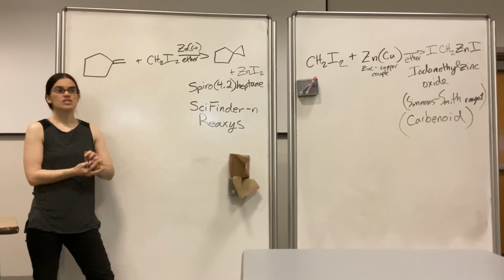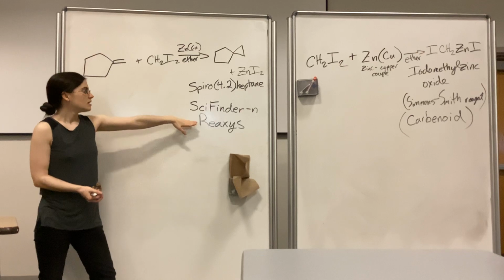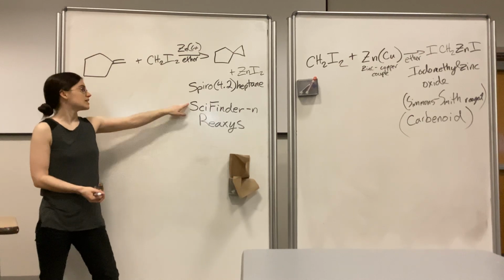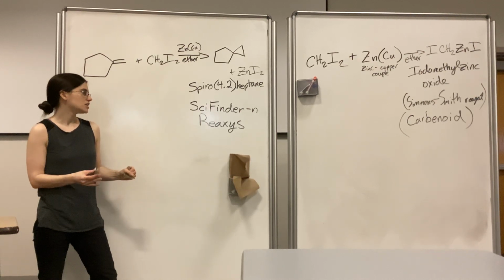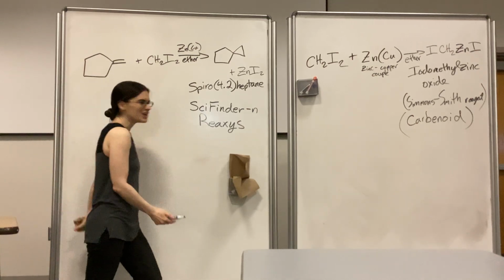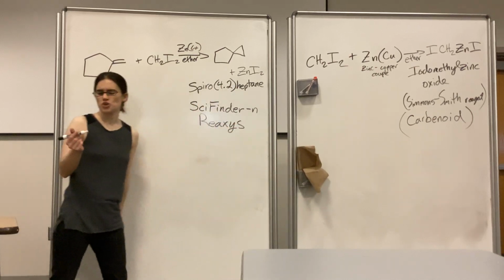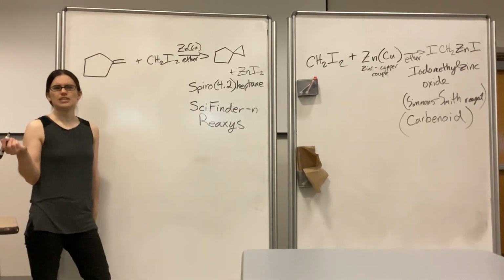It's really cool. So you can look up spectra. Reaxys is better for spectra and physical data. SciFinder N is better for literature searches. So now you know.